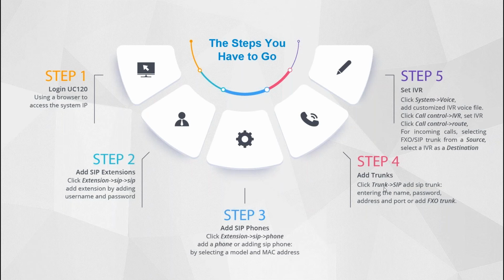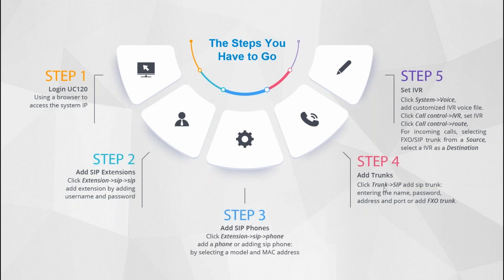You go to extension and the extension and the password and so on. And third, after adding the extension, you can check maybe the SIP phone. If you use the DINSTAR SIP phone, we will automatically scan your model and add the phone automatically. But you also can manually add the phone.